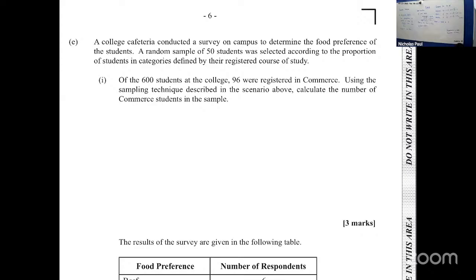Right, need a sample of 50. According to proportion, we have 600 students. 96 are registered in commerce. Using the sampling technique, calculate the number of commerce students. So commerce will be 96, and we need to get 50 out of 600. How much do you get? 8 people. So very easy, right?